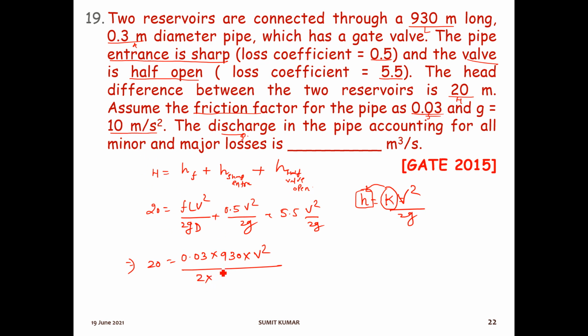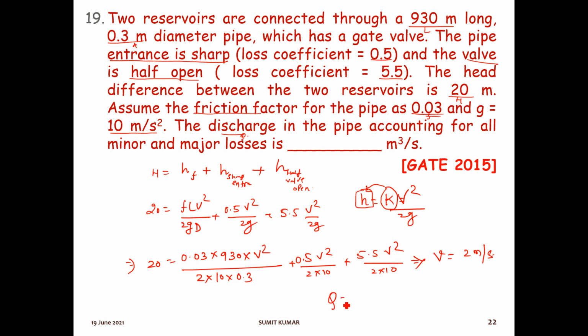Value of g is 10 meter per second square, and diameter is 0.3 meter. So 0.3 plus 5 plus 0.5 plus 0.5, V square by 2 into 10 plus 5.5 V square by 2 into 10. When you solve this equation, you will get velocity as 2 meter per second. But now in this question it is asking about the discharge Q.